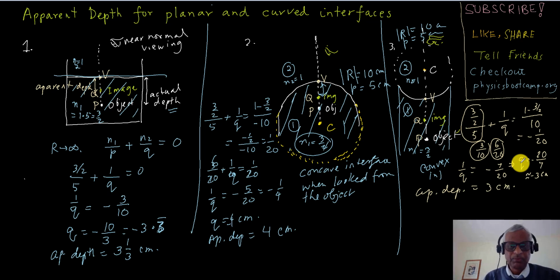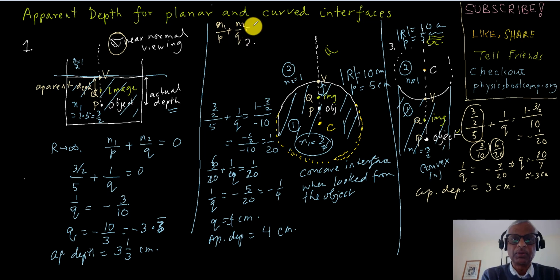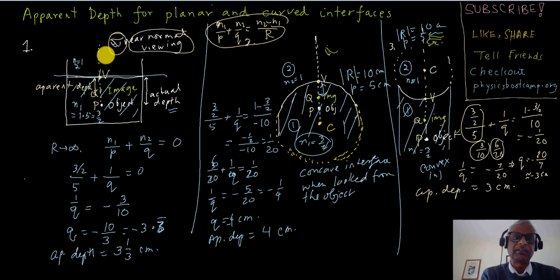Okay, so what does apparent depth really reflect? Physics-wise, when you're looking at it, this formula, n1 over p plus n2 over q equals n2 minus n1 over r, is only valid when the angles are small. That's why you have to look very near the normal about which you're looking at. So the angles are not very big here.